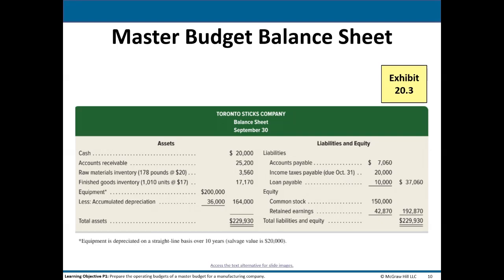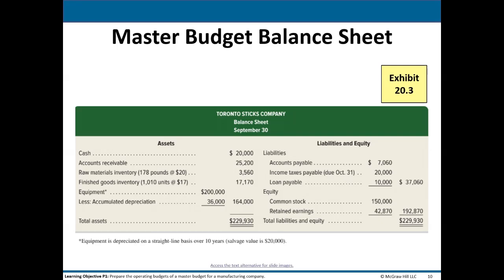This chapter in your book explains how Toronto Sticks Company, a manufacturer of hockey sticks, prepares its budgets. Its master budget includes operating, capital expenditures, and cash budgets for each month in each quarter. It also includes a budgeted income statement for each quarter and a budgeted balance sheet as of the end of each quarter. We show how TSC prepares budgets for October, November, and December.